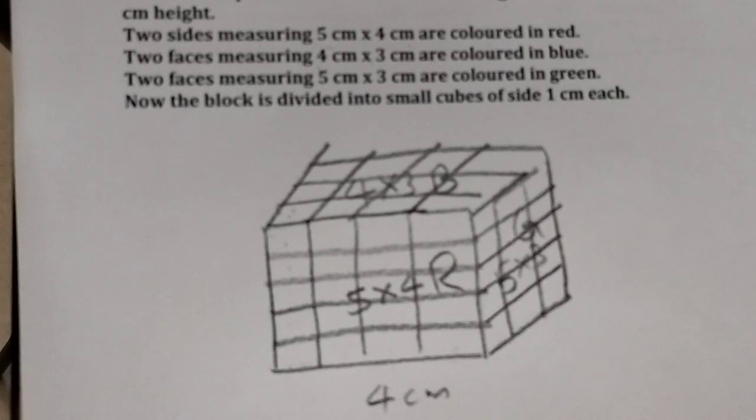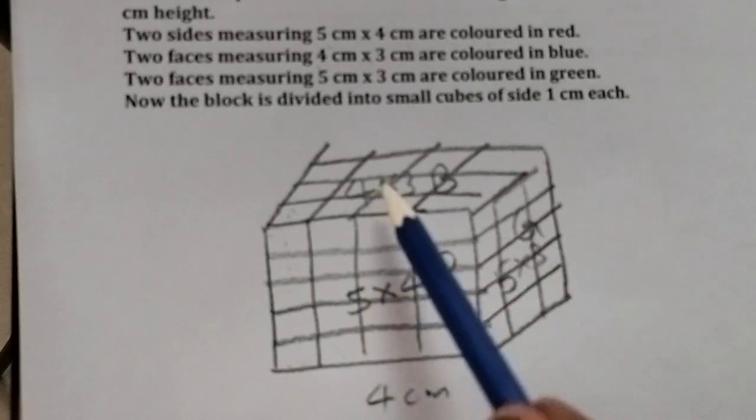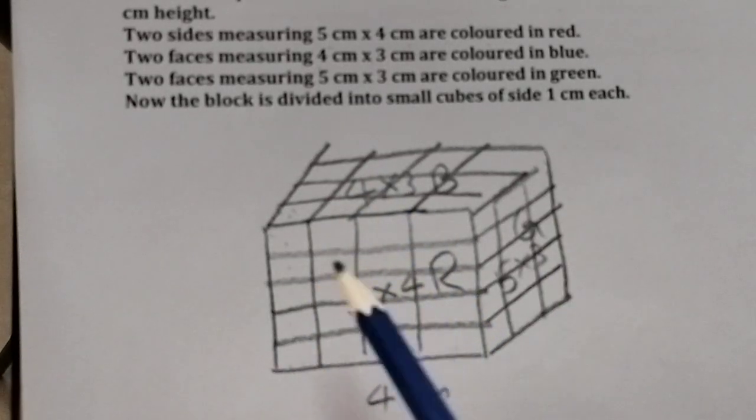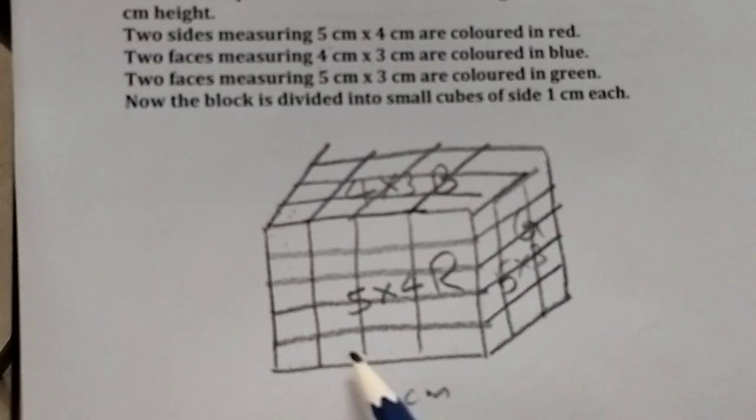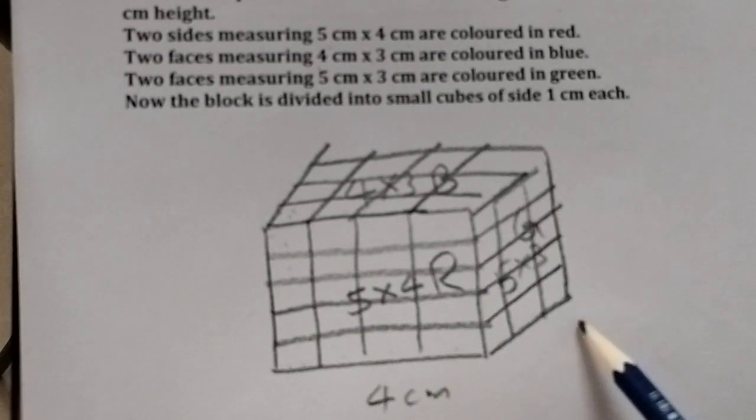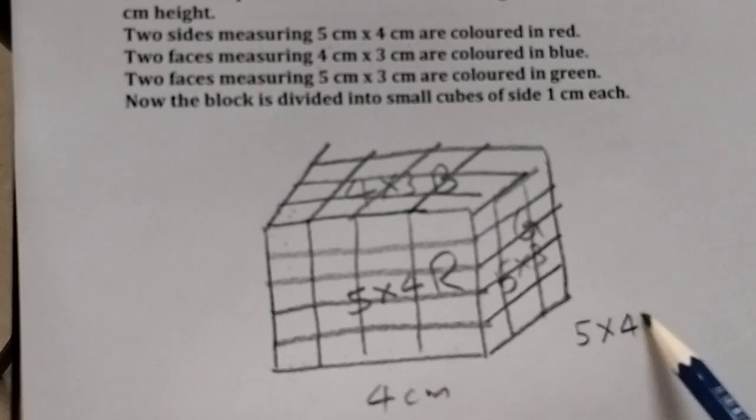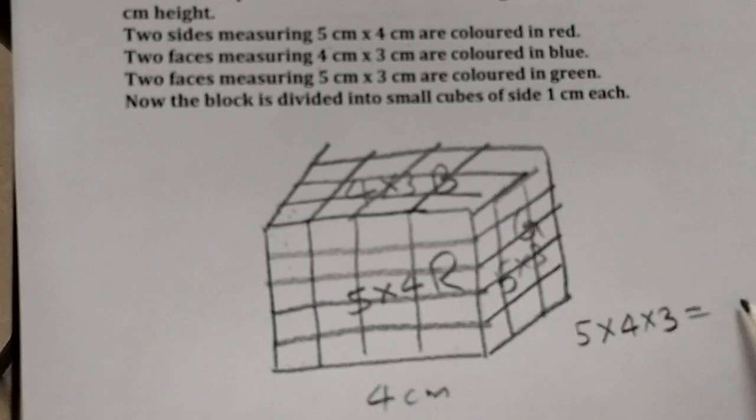Now how many small cubes can we make from this cuboid? Simply the product of the dimensions of the cuboid, that is 5 into 4 into 3. So totally we get 60 small cubes. In the previous example the dimensions were 4 4 4, and the product was 64, but here it is 5 into 4 into 3.